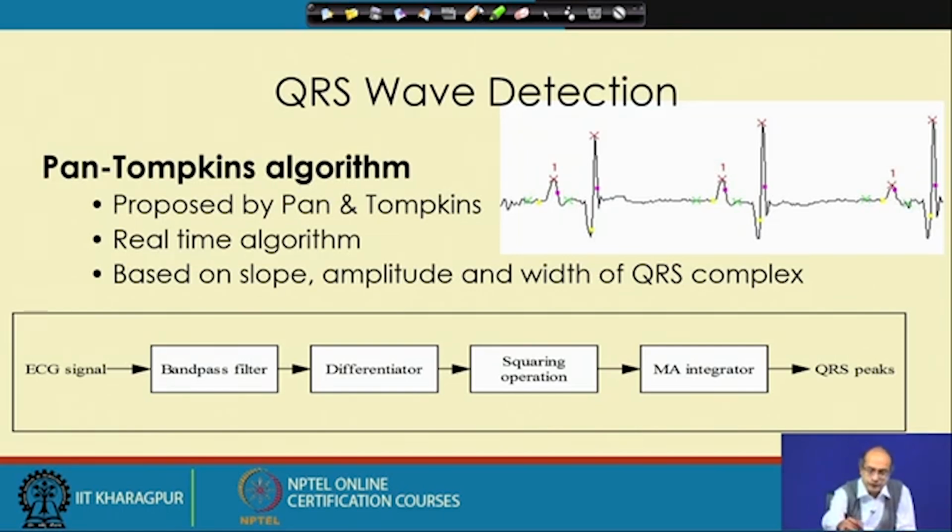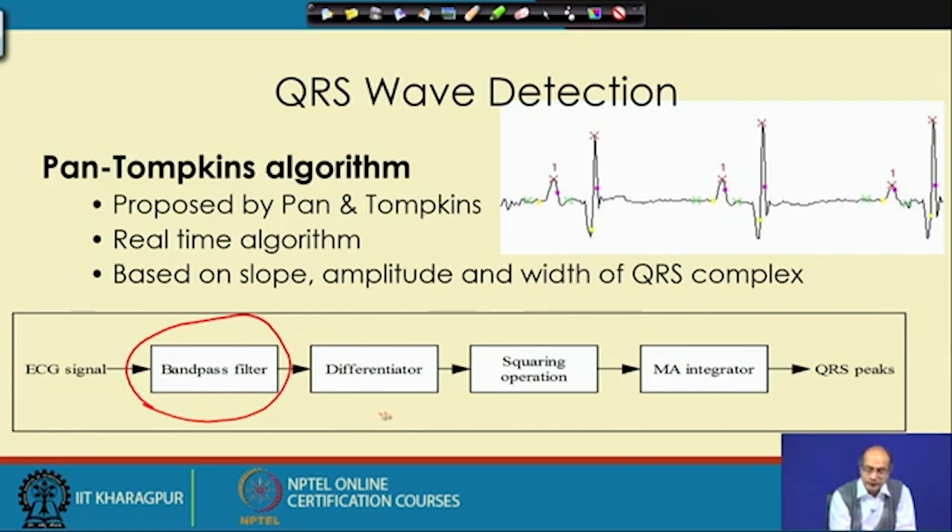Okay. So, keeping these things in mind, this technique was proposed, and the first part of it is a band pass filter to clean the signal. We know that when we use a differentiator or derivative, it will accentuate the high frequency noise. So, we need to get rid of that, and first the signal is passed through a band pass filter.